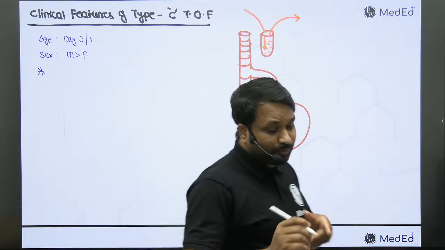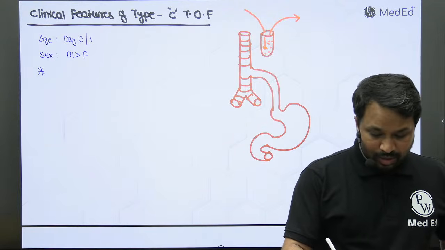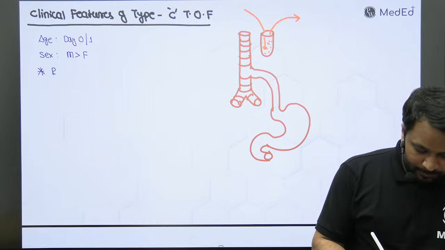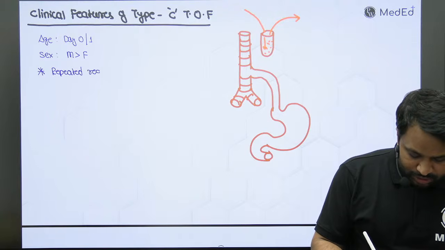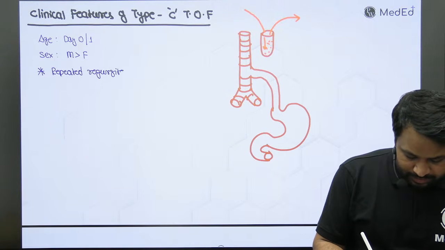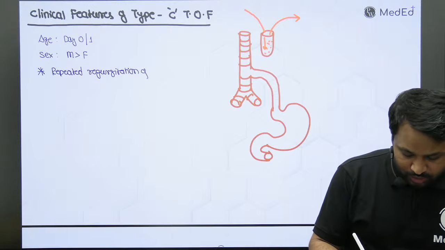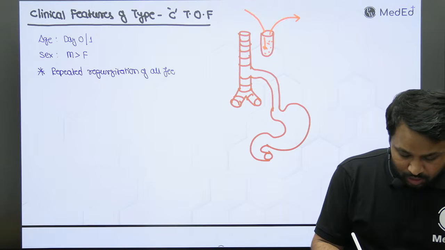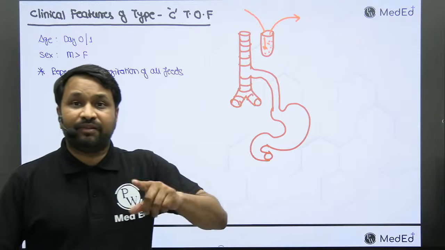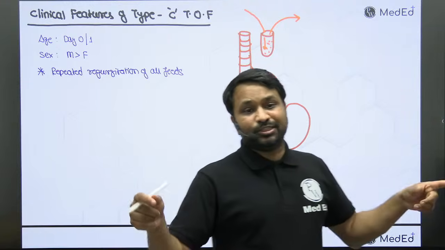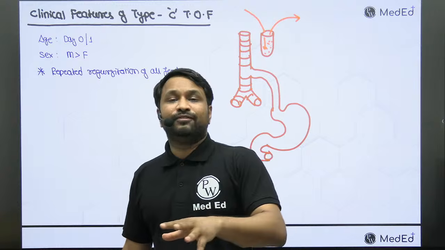And what do we call that pulling back out? We call it repeated regurgitation. There is repeated regurgitation of all feeds. Now all feeds doesn't mean that I am feeding the baby chicken biryani here, okay? All feeds means that every single time the baby is fed, there is no way that it can go anything further, so it will come out.